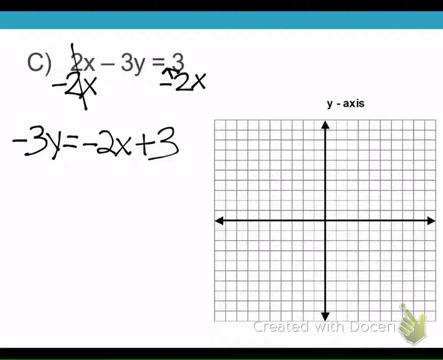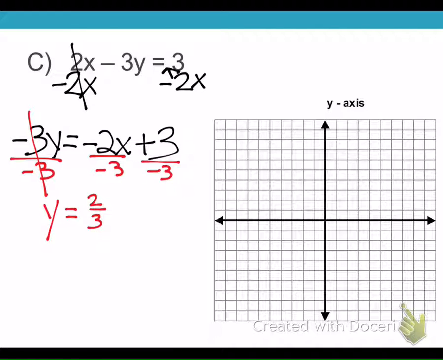All right, now what? Divide by negative 3, and we're actually going to divide both of these by negative 3. So every term left and right of the equal sign is going to be divided by negative 3. So those are gone. I have a y equals. This is just a fraction. Negative 2 over negative 3 is positive 2 over positive 3. Then I have my x. What is positive 3 divided by negative 3? Negative 1. Good.